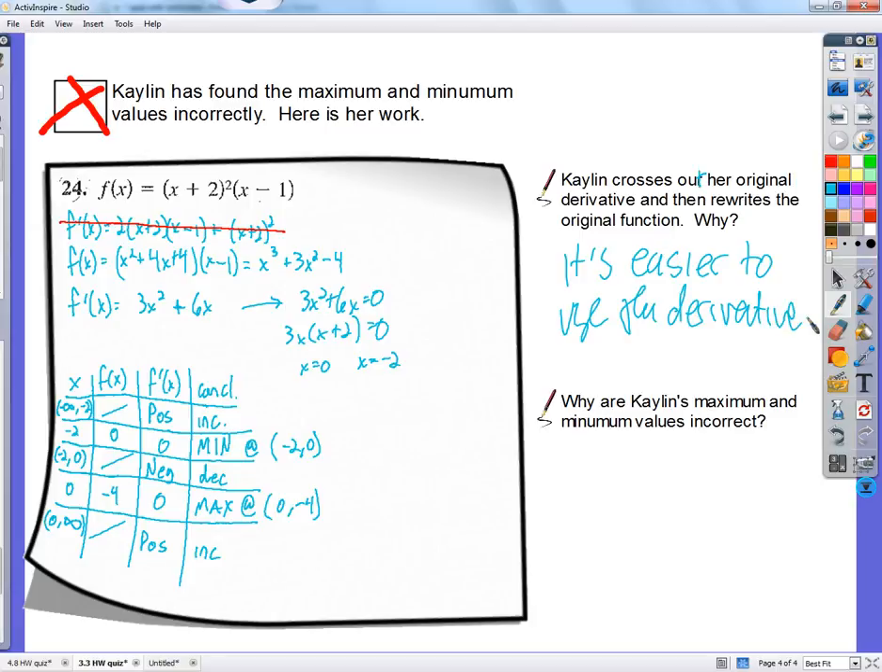Derivative of the derivative function. Podium? Yeah, that gray one. The gray one. Nice. Yep.